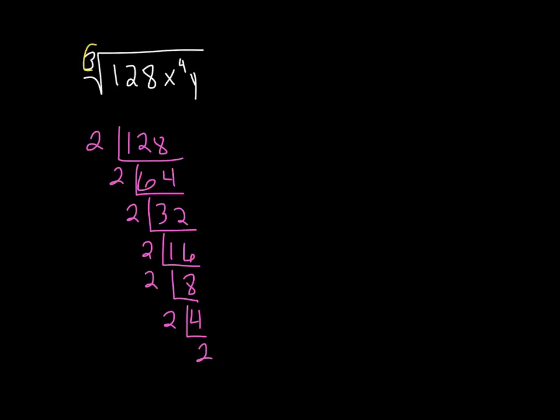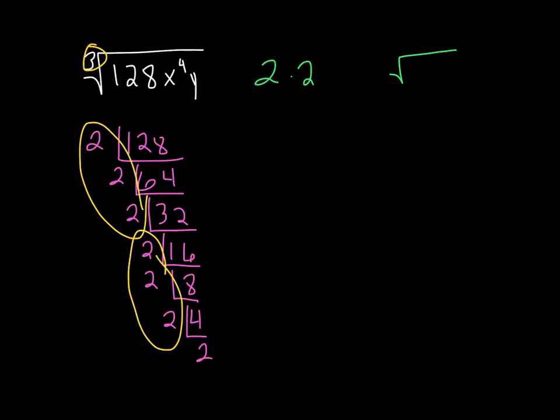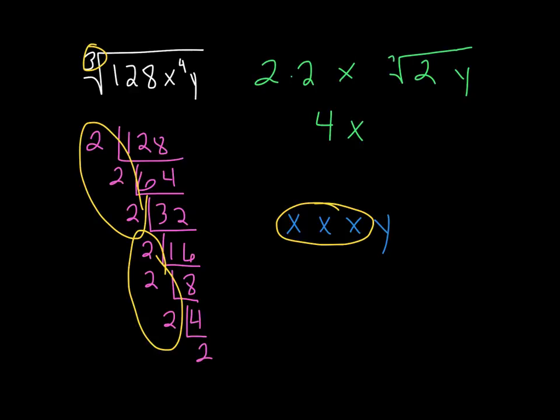Now our index is 3, so we are looking for groups of 3. So I have 2 groups of 2. So I'll bring 2 2's outside. And I have 1 2 inside. And I'm leaving space for the variables, which we have x, x, x, y. And we have a group of 3 x's with no leftovers. So when x comes out, I do have an extra y that stays in. Now, we're not going to leave this 2 times 2 outside. Go ahead and multiply that. So 4x, we do need our 3 here, and then cubed root of 2y.